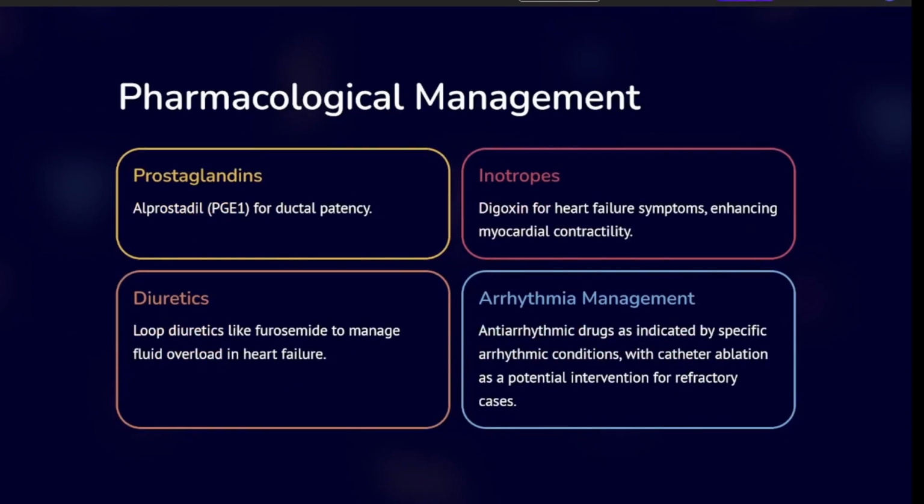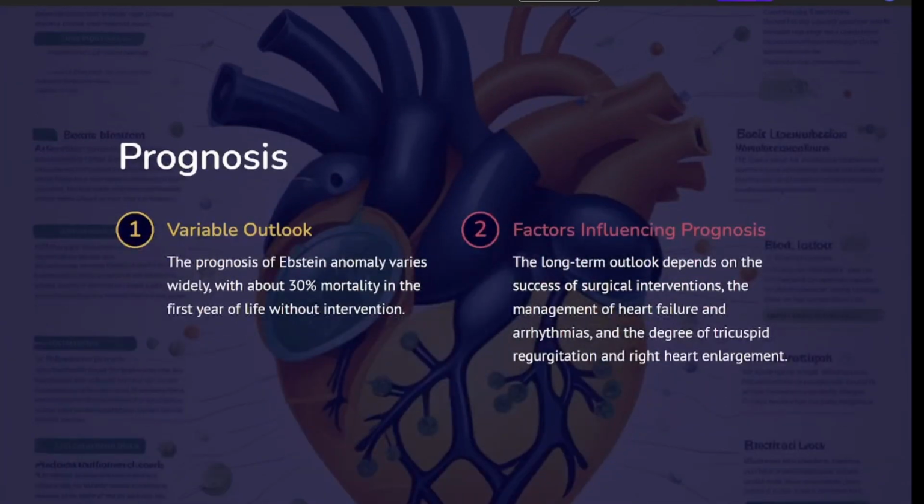Drugs and classes, prostaglandins, alprostadil, PGE1 for ductal patency, inotropes, digoxin for heart failure symptoms, enhancing myocardial contractility. Diuretics, loop diuretics like furosemide to manage fluid overload in heart failure. Arrhythmia management, antiarrhythmic drugs as indicated by specific arrhythmic conditions with catheter ablation as a potential intervention for refractory cases.